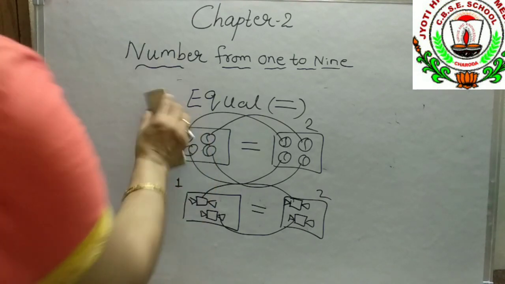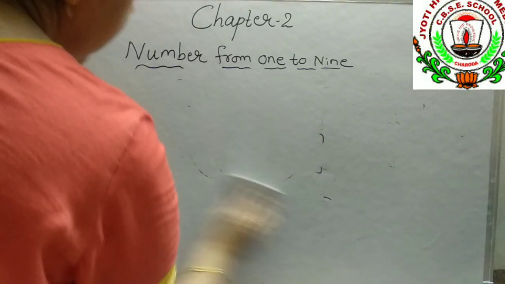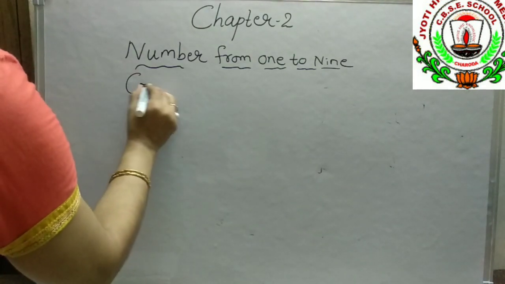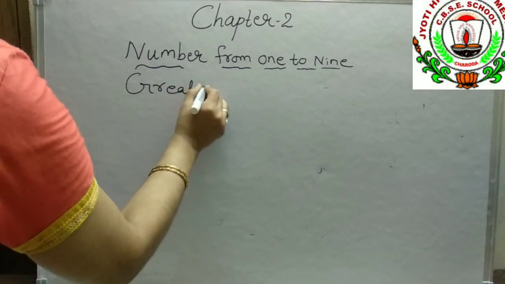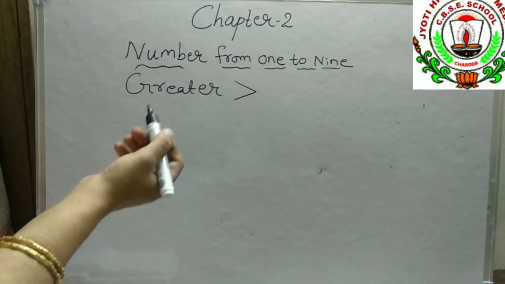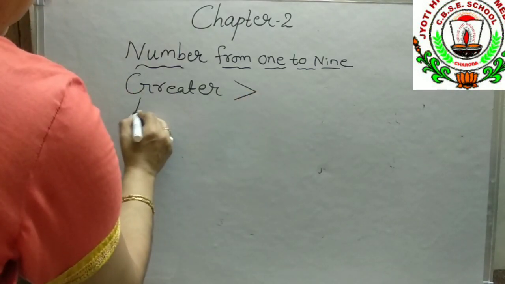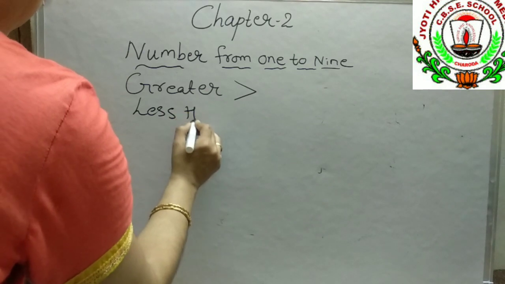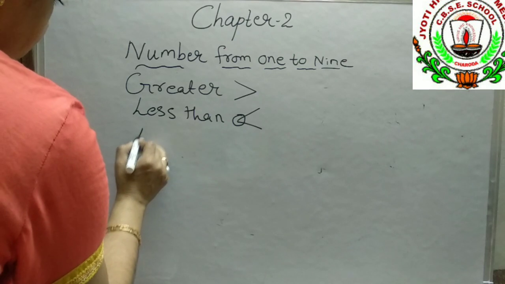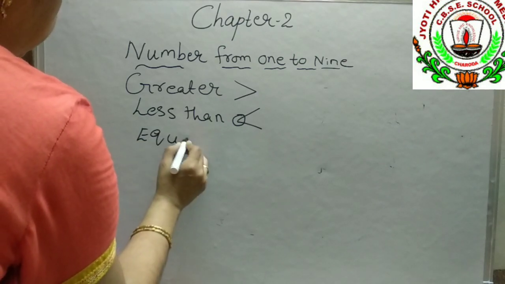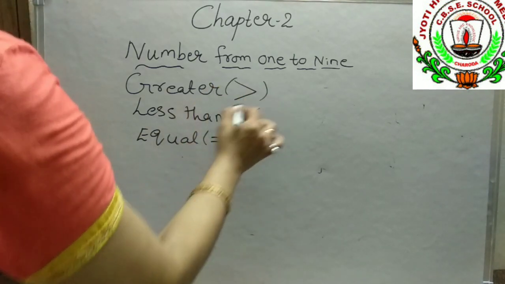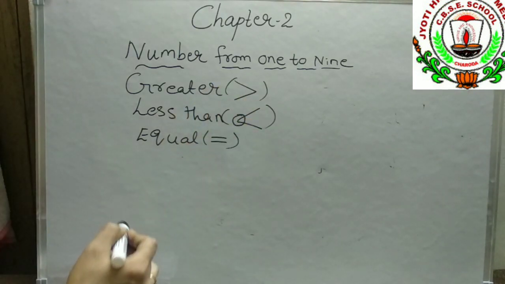So I have told you greater than, less than and equal to. Greater than, the mouth should be open toward the number which is greater. Next is less than, the backward part should be toward the number which is less. For equal to, two sleeping lines. So now we will take some numbers and compare them.